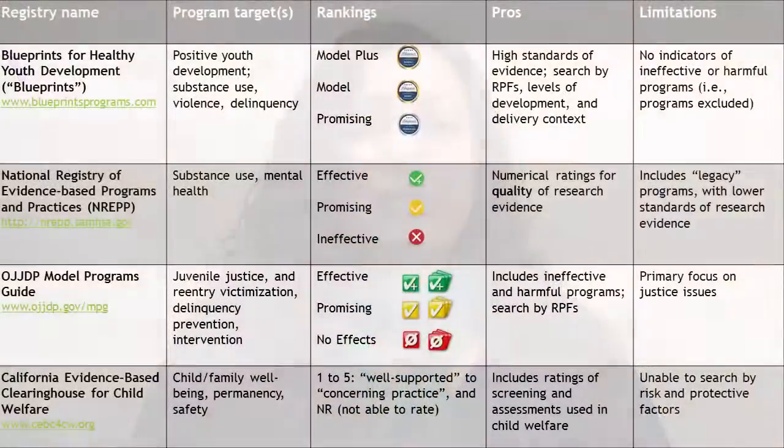Here's a short table that shows 4 program registries, the targets of the programs they assess, the ranking system each one uses, along with pros and limitations of each registry. Scanning this table, you can see that each registry has its own program targets, but they likely overlap with other registries shown here, and that they use different ranking labels.